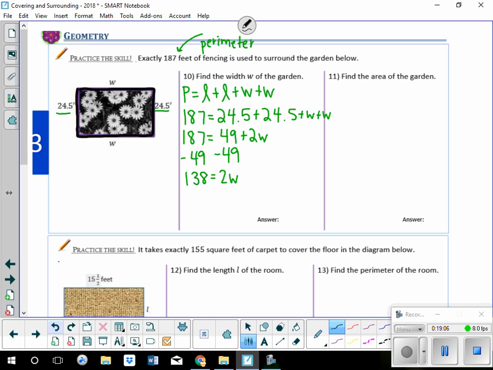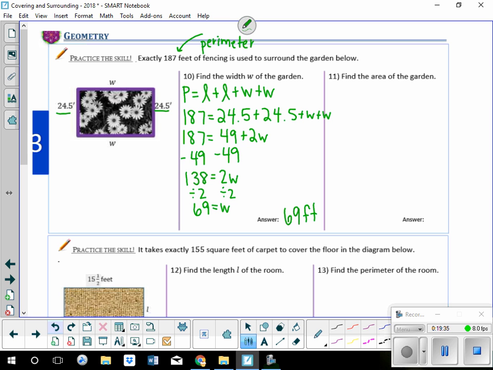So now what I need to do is to divide this by 2. 138 divided by 2 is 69. So my width is 69. I'm going to say 69 feet. Okay, it's just in one dimension. My next question says find the area of the garden. Well, now that I have length and width, I can do that no problem.